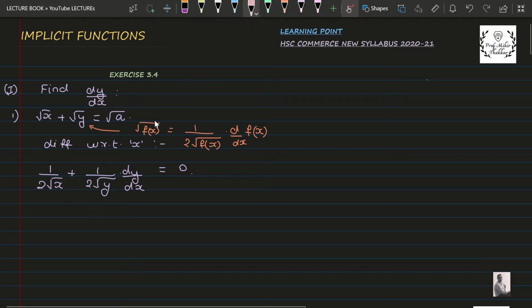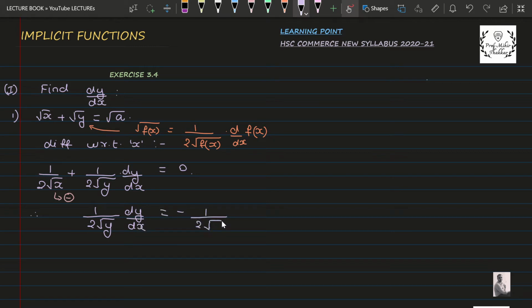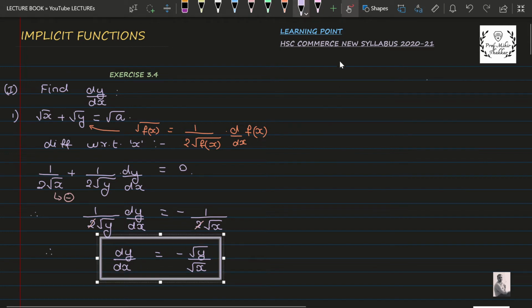Now what I do over here is I transfer this element on the opposite side, so it becomes minus. So we get over here 1 upon 2 root y dy by dx is equal to minus 1 upon 2 root x. This 2 and 2 gets cancelled off. Cross multiply the root y on the opposite side. So we get dy by dx is equal to minus root y upon root x. So guys, that is our required answer for the sum number 1.